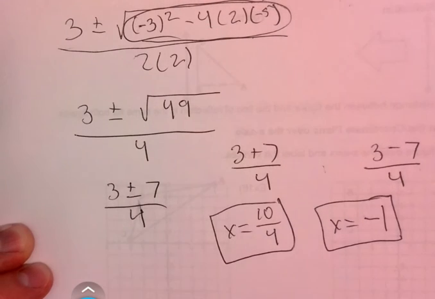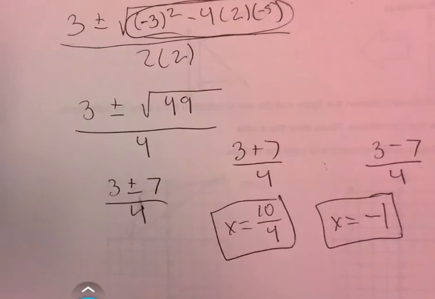Okay. Now what I'm going to do in the next video is do one where we get a negative discriminant, which is going to be a lot more work, because when you have a negative discriminant, you can't just plug it into the calculator. You have to simplify it. So that's going to be the hardest one for us to do.